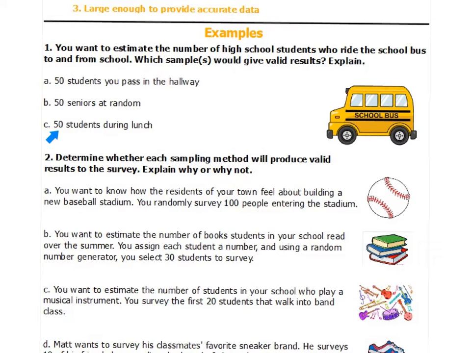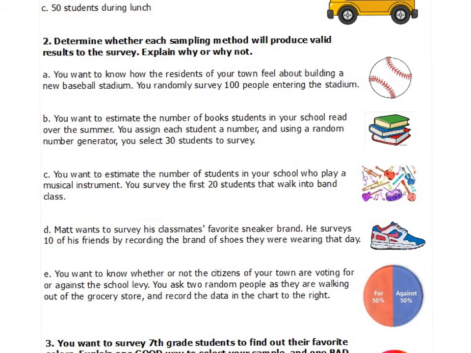50 students during lunch, I would also say, is a pretty good random sample, assuming that all grade levels are represented at lunch and it's not just a freshman lunch and then a sophomore lunch. If you pick 50 students during lunch and all grade levels are there, then I would say that's a good random sample. Let's look at a few more examples and see whether the sampling method would be good and valid.